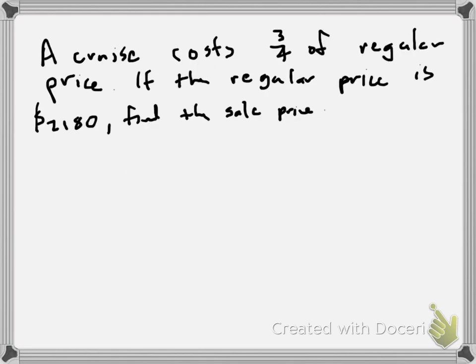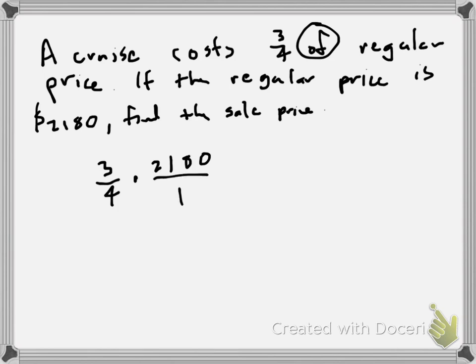Okay, so we'll do one more word problem here. This one says a cruise costs 3/4 of a regular price. If the regular price is $21.80, find the sale price. So this is similar to the last one, even though there's more words in here. We're trying to find 3/4 of the regular price. Again, that word "of" is a dead giveaway for what to do here. It means we're going to multiply. So we're going to take 3/4 times our regular price, and it tells me in the next sentence that the regular price is $21.80. Okay, so that's my setup.